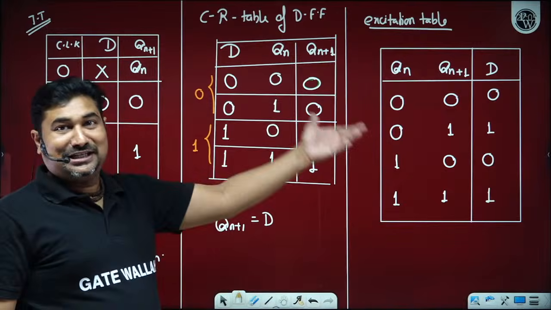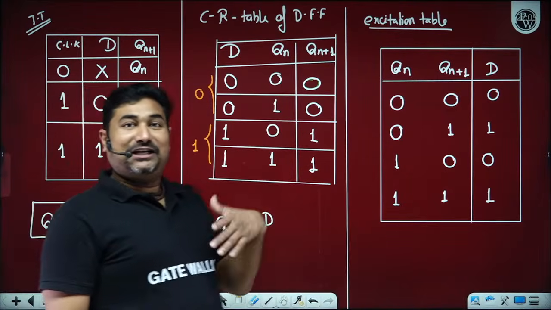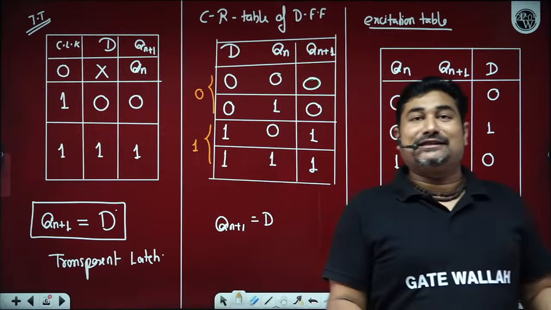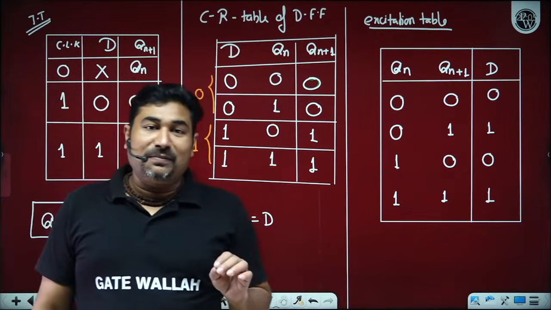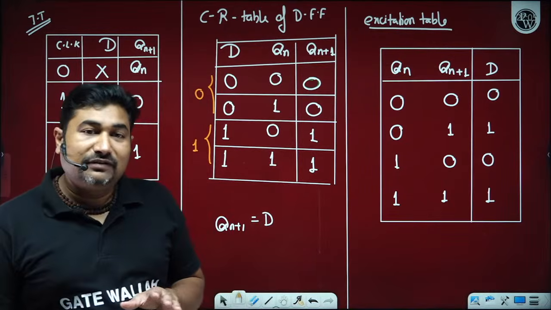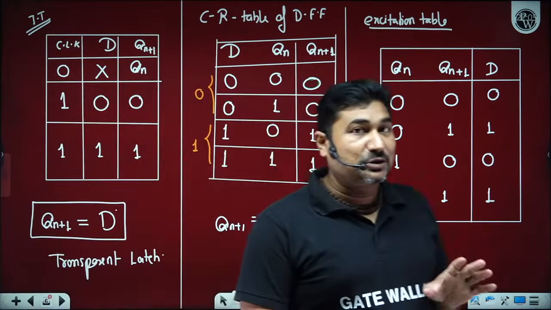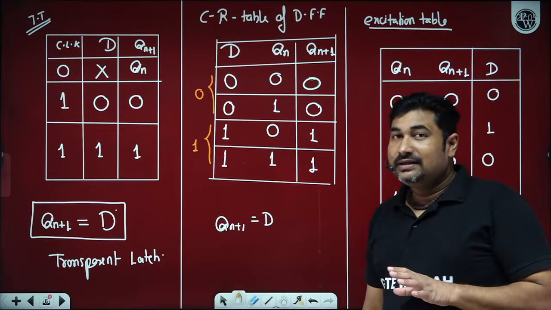It is very easy to go with a D flip-flop. In a D flip-flop, we get the same next state, whatever input we apply. So the D flip-flop is a transparent latch. Hoping all of you are able to understand. Great, great.